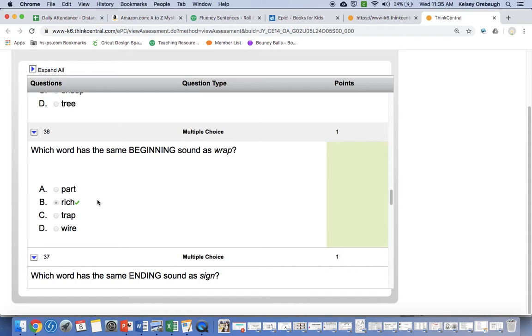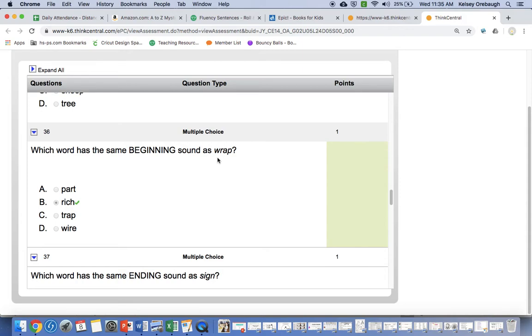First choice is part. Part begins with the p sound. That is not correct. Next we have rich. Rich begins with the er sound, just like wrap. They both begin with the er sound. Rich, wrap. Do you hear the same beginning sound? So that is correct.